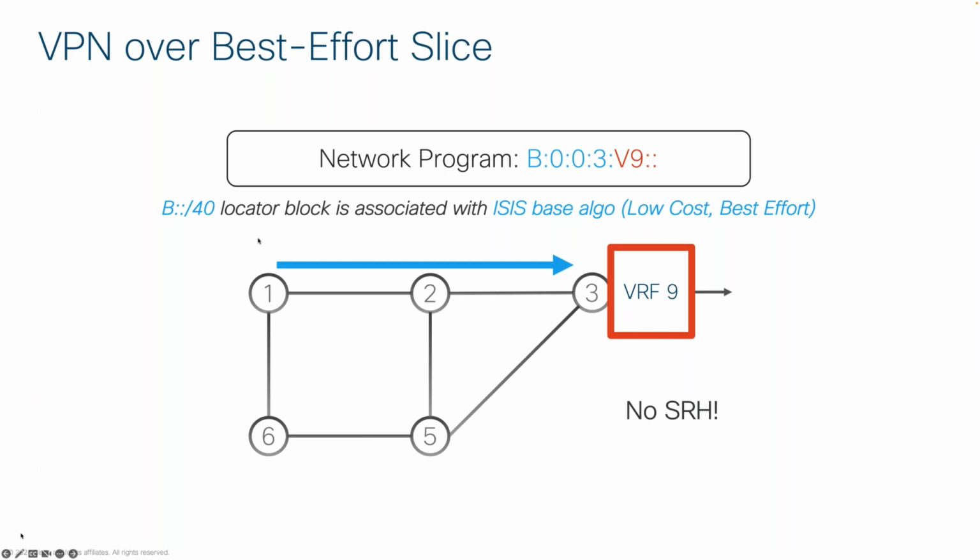So let's see. We have this VPN service, and we're assuming an encapsulation at node 1, where we're encapsulating with this SID B03V9. And the B locator block, that's the whole B block, gets associated with an ISIS base algorithm. Okay, so there's a concept in ISIS and OSPF flex algo that allows us to create multiple algorithms, and we associate a locator block with each one of those algorithms. Okay, so for SRv6, in this case, we've associated B with the lowest cost, best effort path. So that's the path that the packet's going to take when it traverses 1 to 3.